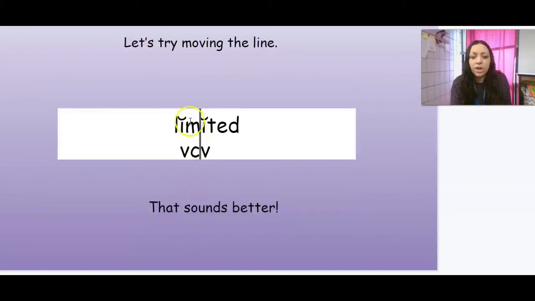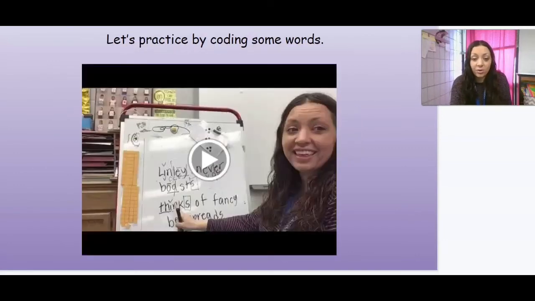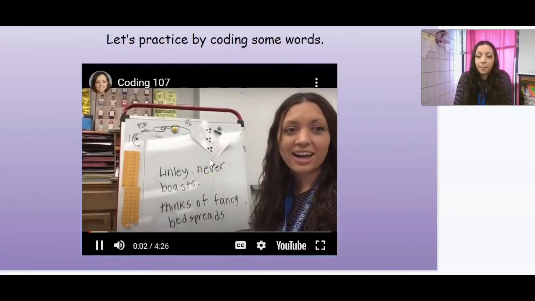So remember, I tried it after the first vowel. Now I can move it over after the consonant. So now my I, which was long, has a consonant behind it, so it's short. So I have lim, limit, limited. Limited sounds better, okay? So we're going to go ahead and code a couple of words and try that real quick, okay? All right, we're going to go ahead and code some words.